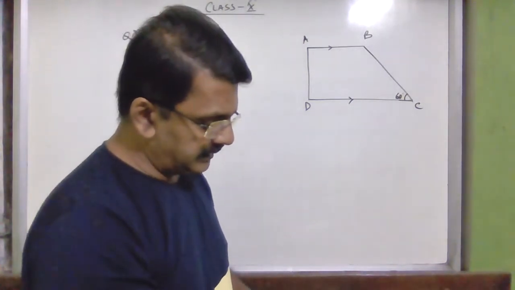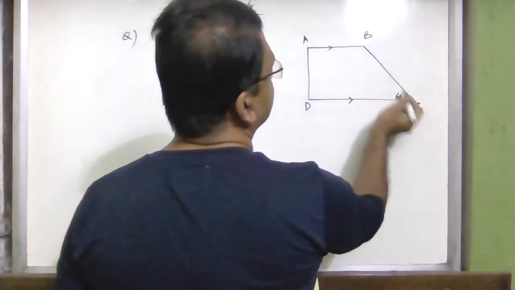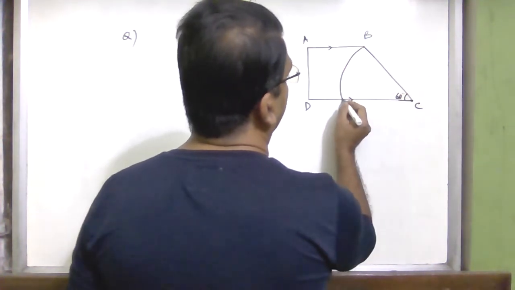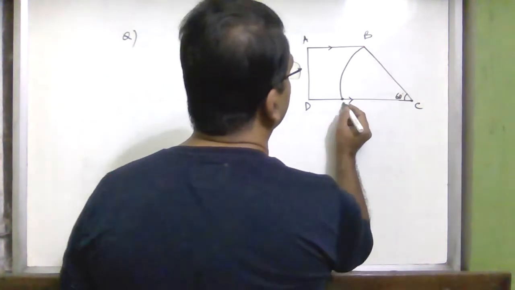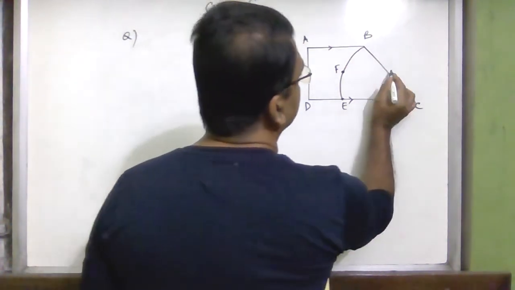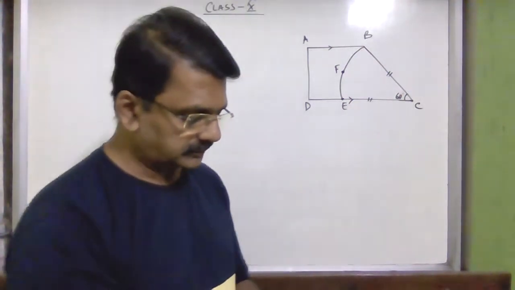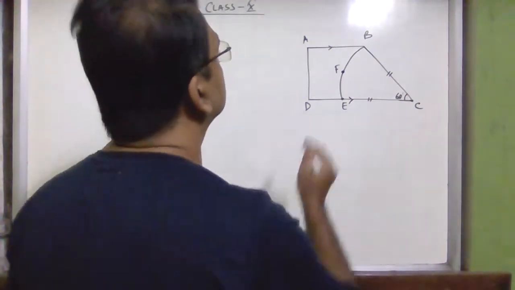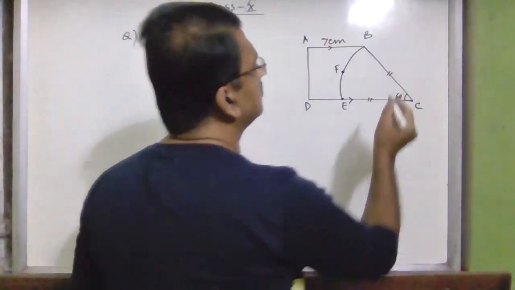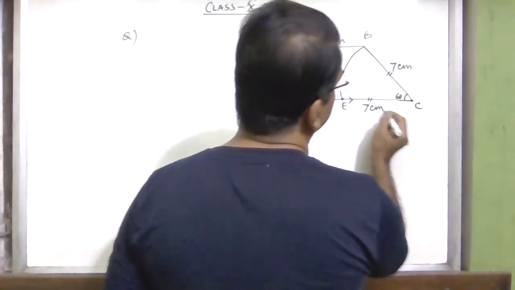BFEC is a sector of a circle with center C. So now taking C as the center and CB as the radius, you draw a sector of a circle like this. And they have given that this point is E, and suppose this point is F here. So it is a sector of a circle, clear? So obviously this BC and EC will be equal. Now, it is given that AB is 7 centimeter, and BC is also 7 centimeter. So this is also 7 centimeter, and as I told you, CB and CE will be equal. So this is also 7 centimeter.